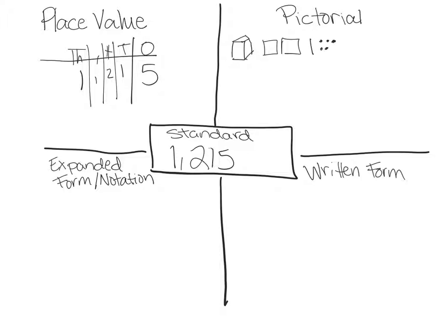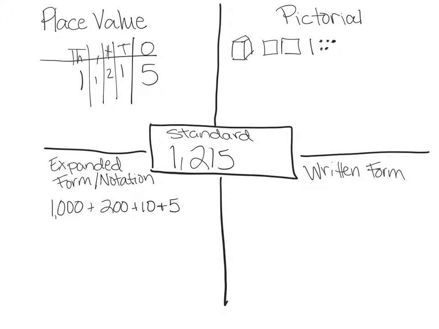Let's do the expanded form. Expanded form, remember, we're just taking the numbers apart. Okay? So we have 1 in the thousands place, so that's 1,000. Don't forget your commas. We do addition. Then we have a 200, so we do 200. Then we have 10. And then we have 5 ones.